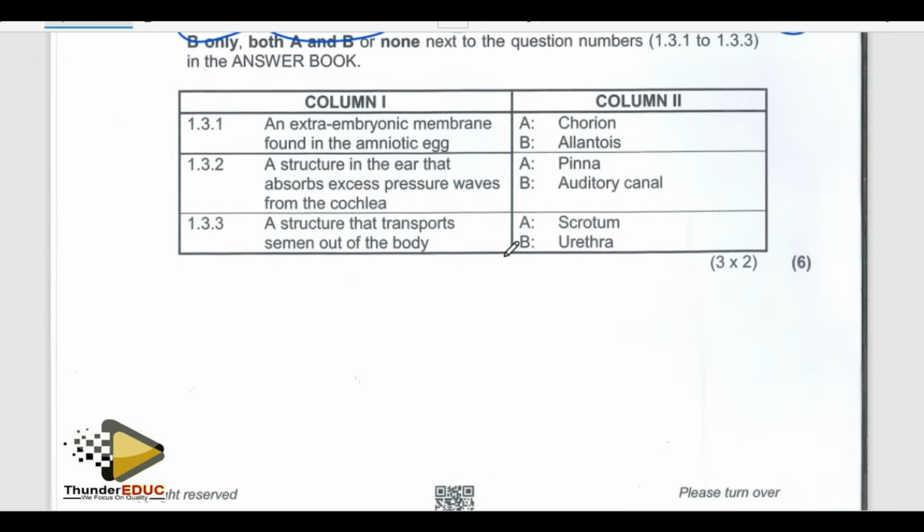All right, let's start. An extra embryonic membrane found in amniotic fluid. Amniotic egg, not amniotic fluid, sorry. How do we call that? Let me know if you have a question.